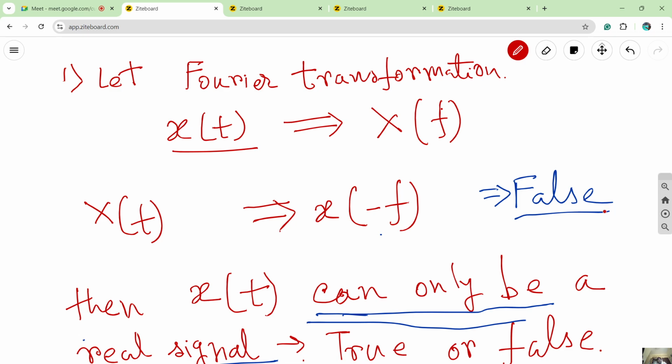Sir, based on the duality principle, right? Yes, of the Fourier transform. Based on the duality principle. Because the duality property also applies to both real and complex signals, right? Yes. Yeah.